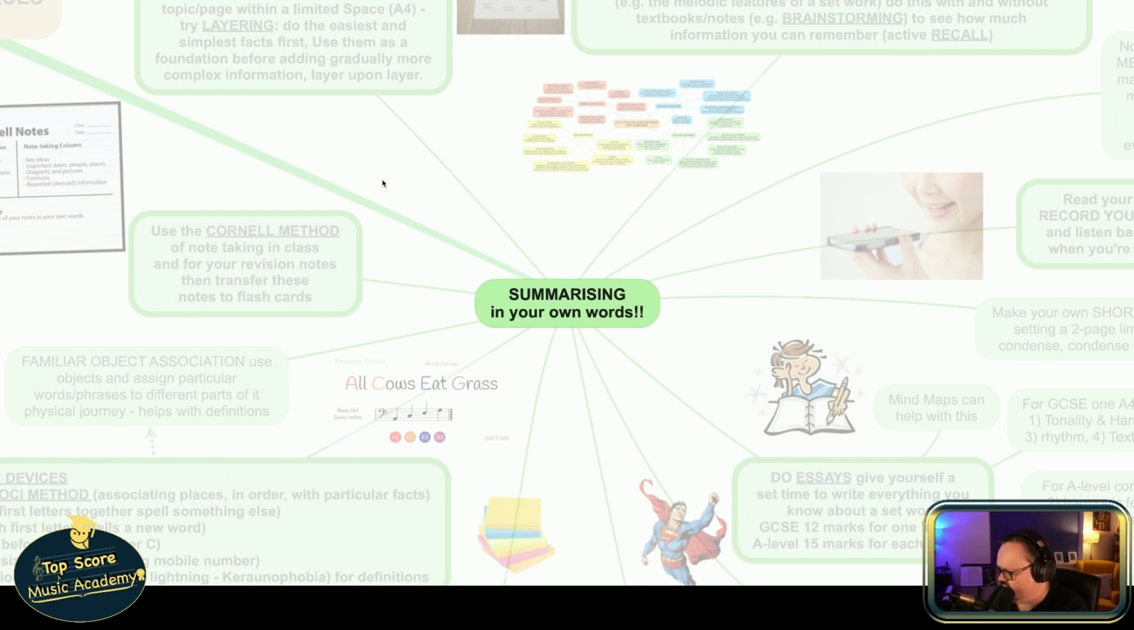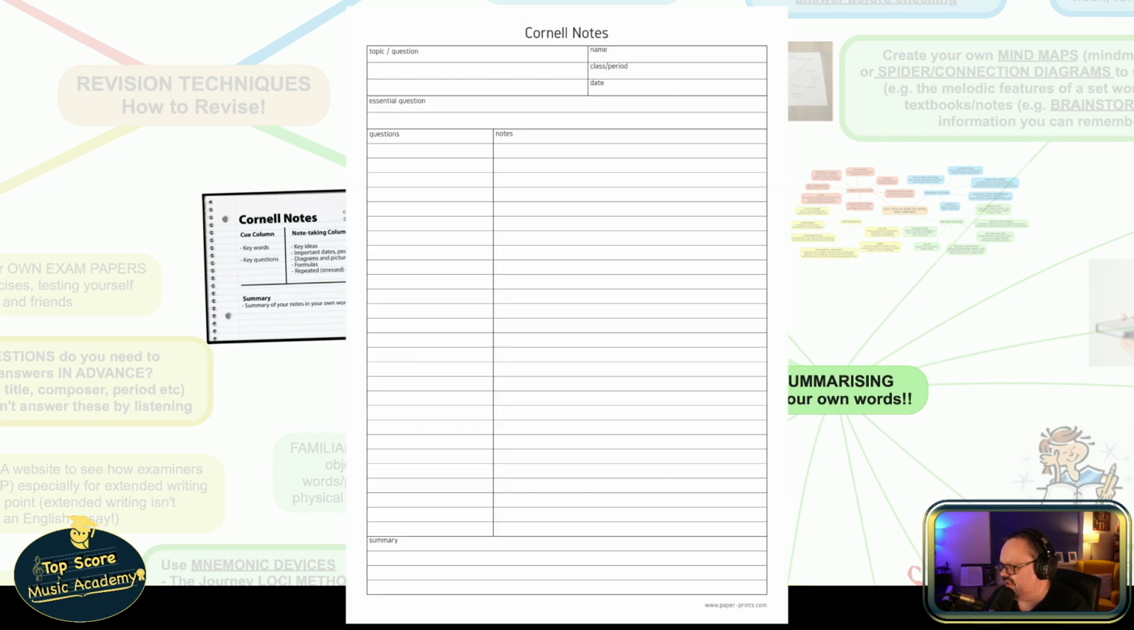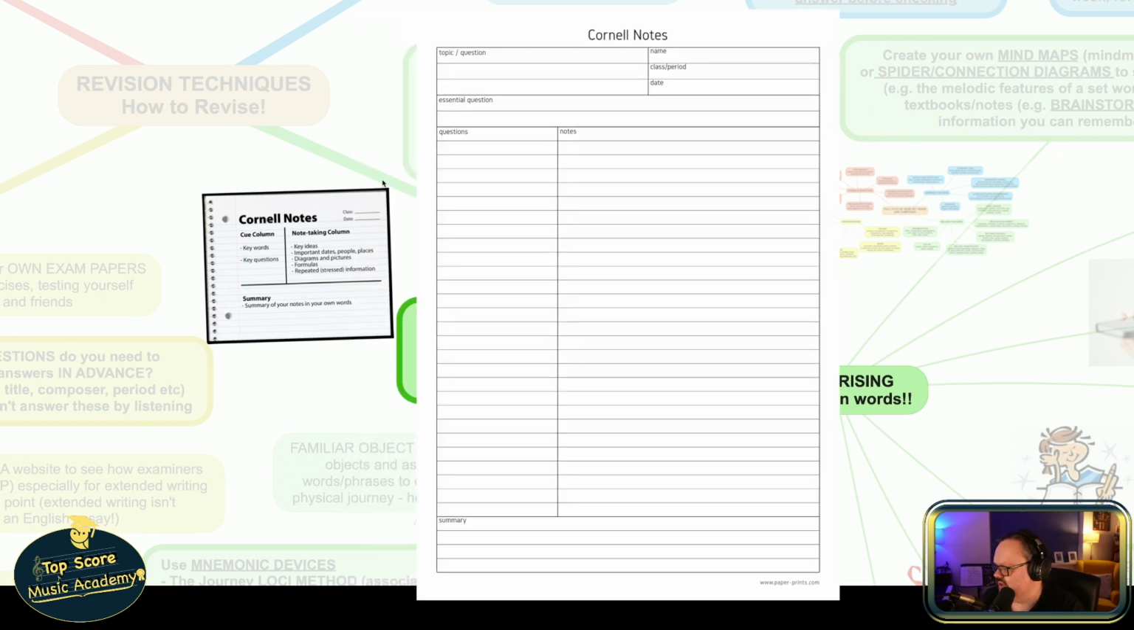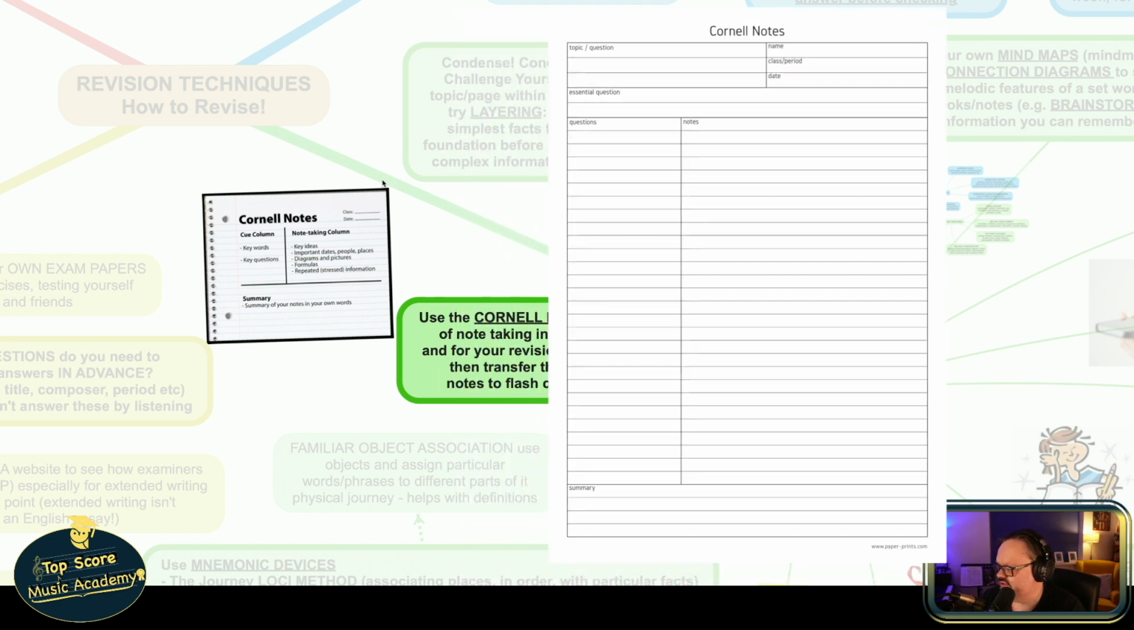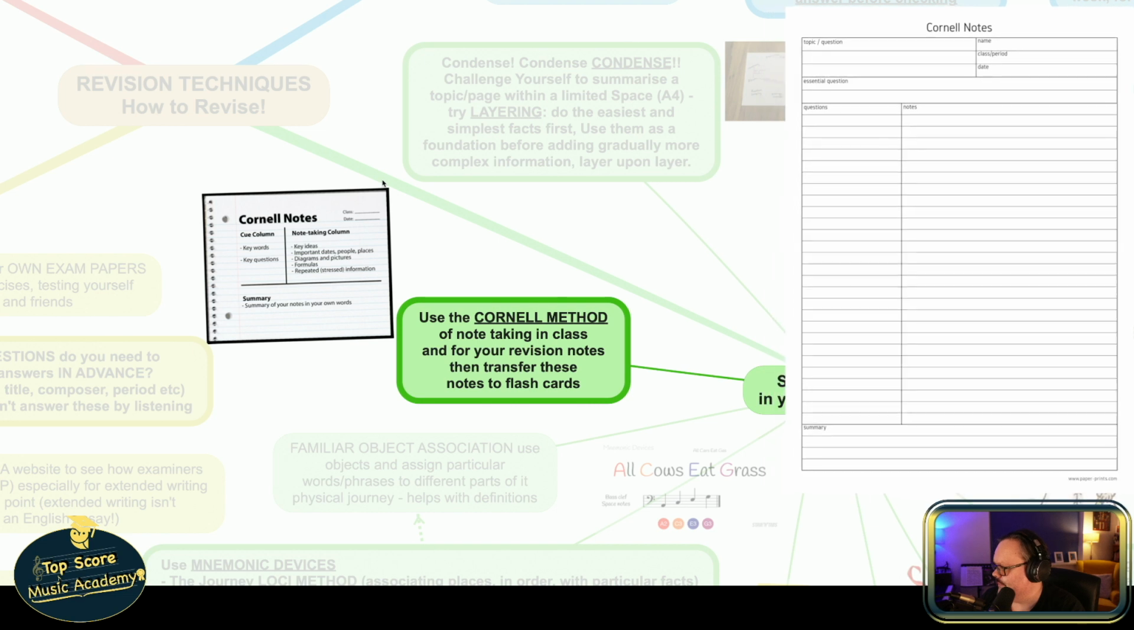But summarizing in your own words, a good thing to think about right off the bat is the Cornell method of taking notes in class, and for your revision notes as well. Then transfer these notes into the flashcards that we were looking at in the last topic. So what is the Cornell method? Well, you kind of split.